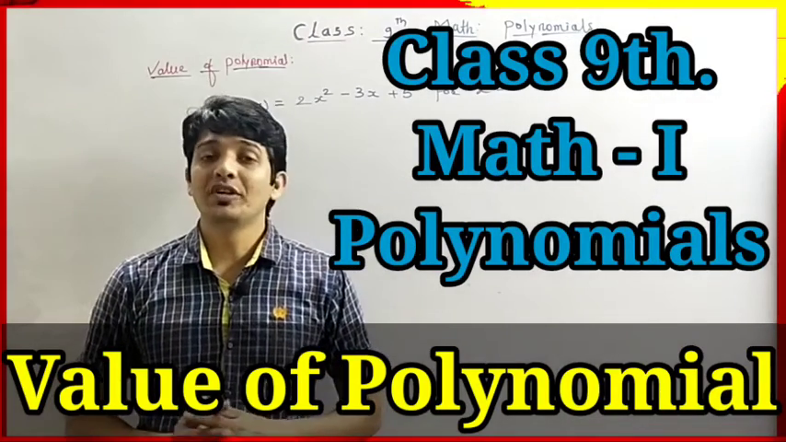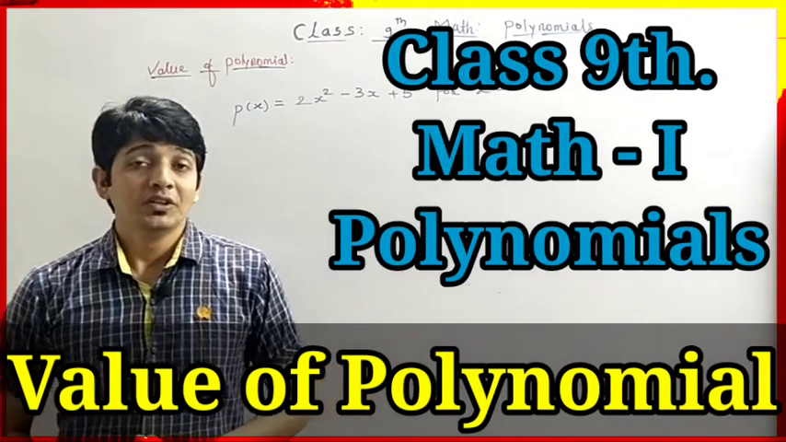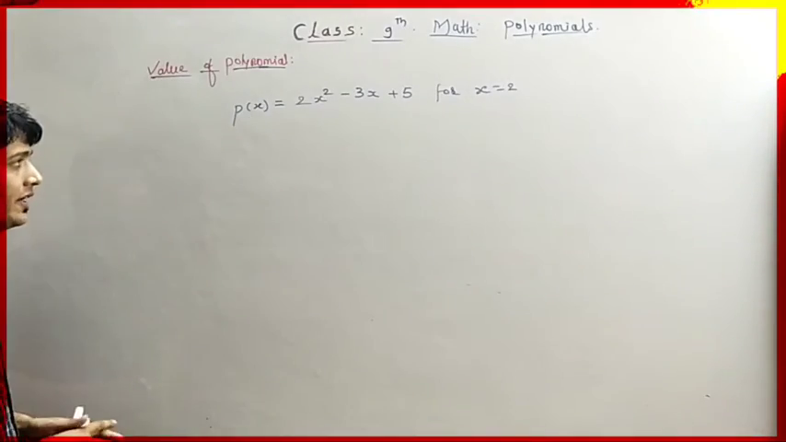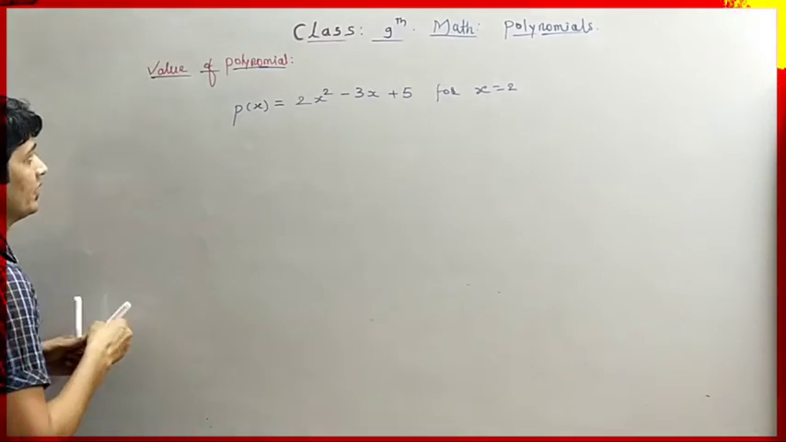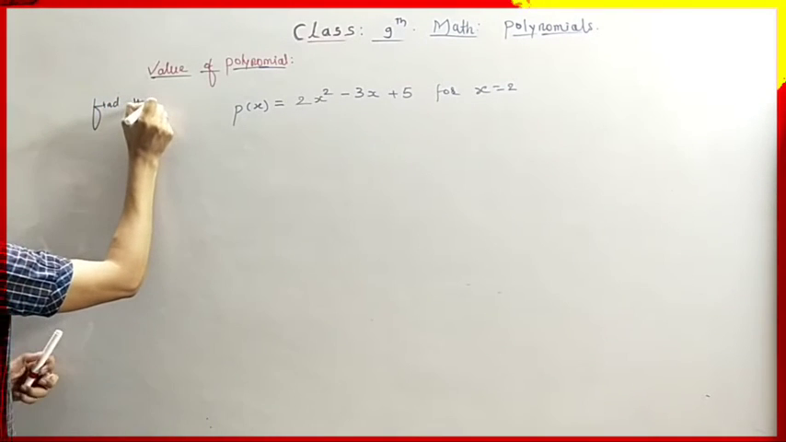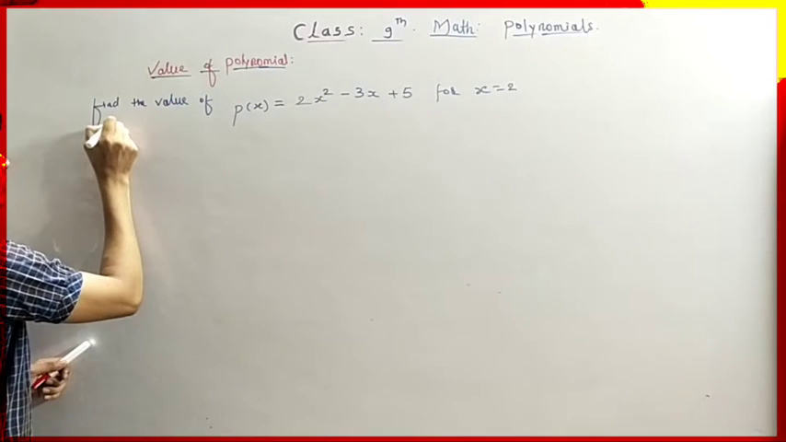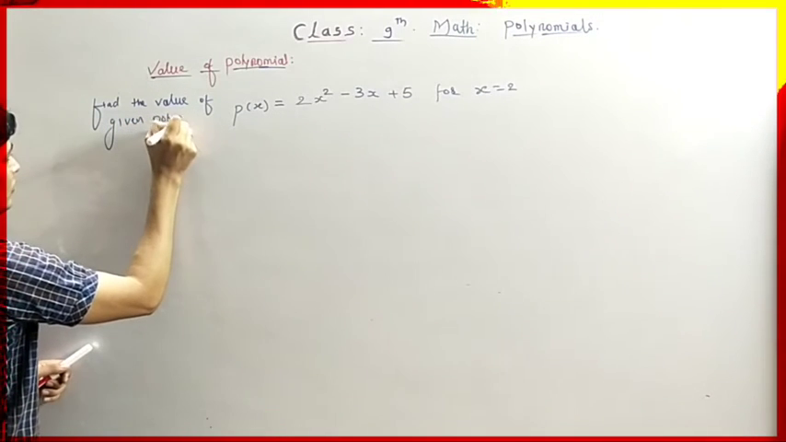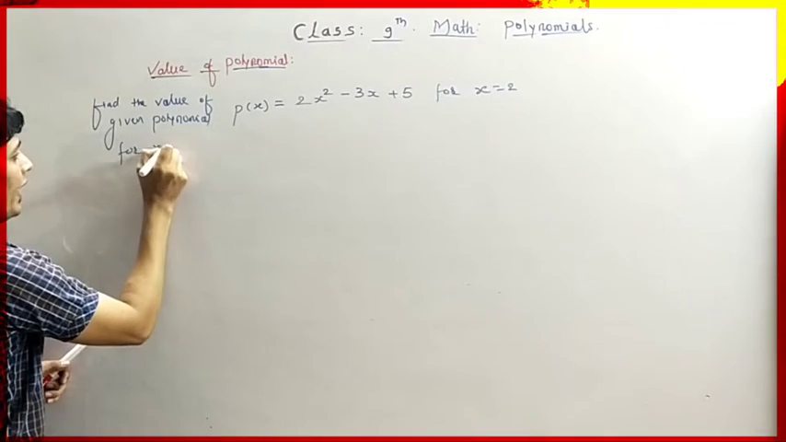So today we are going to understand how to calculate the value of polynomials. In the previous video we understood the other part of the polynomial. Now we are going to understand how to calculate the value of a polynomial. Here the polynomial is given. Find the value of the given polynomial for x equals to 2.